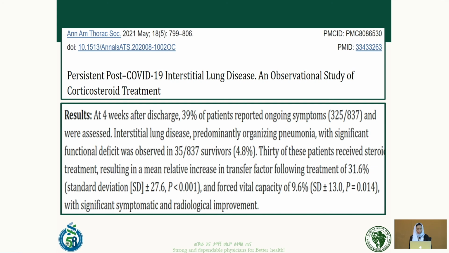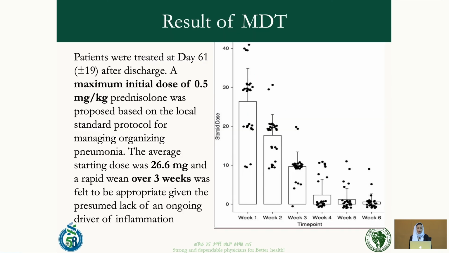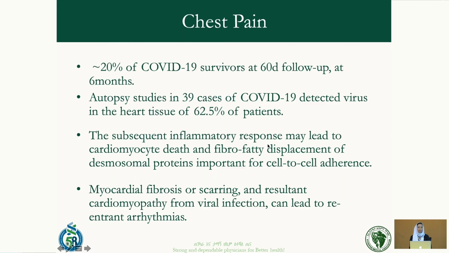So what do you do for these patients if you have organizing pneumonia and what looks like ground glass opacities on their workup? This is a study where they tried steroids. How much steroid did they use? Because this is easy for us to do. They had an interstitial lung disease multidisciplinary team. The maximum initial dose they used was 0.5 milligram per kg. The average was 26 milligram. You can see it by week, and they quickly tapered it over 3 weeks. They showed a significant difference. The other manifestation is chest pain.